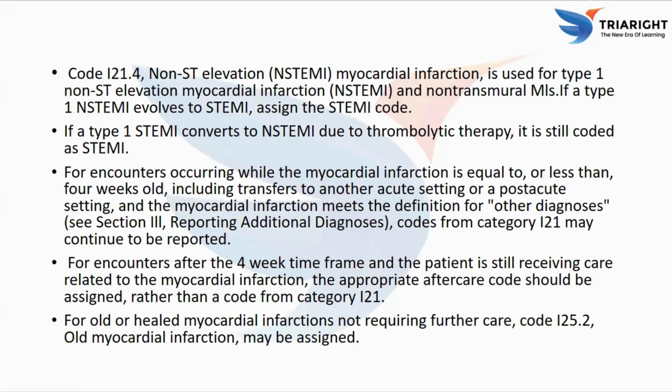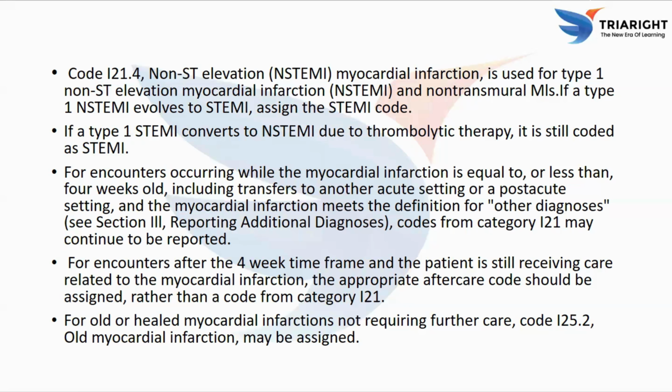If an NSTEMI later becomes a STEMI, you have to assign the STEMI code from the I21.0 to I21.3 category instead. If a STEMI later changes to NSTEMI, for example because of the treatment, you still have to code it as a STEMI. The point you have to remember is to always code for the most severe or initial presentation. STEMI takes priority over NSTEMI all the time, so never forget this point.